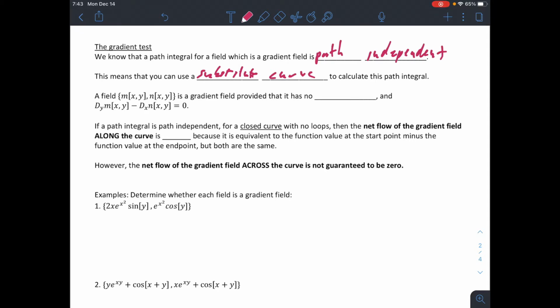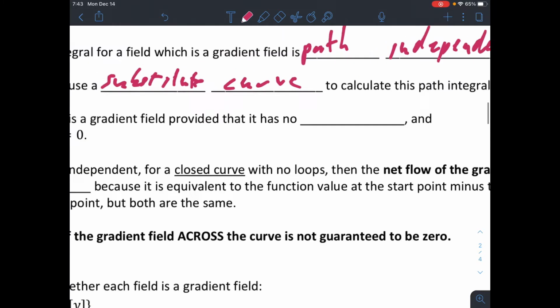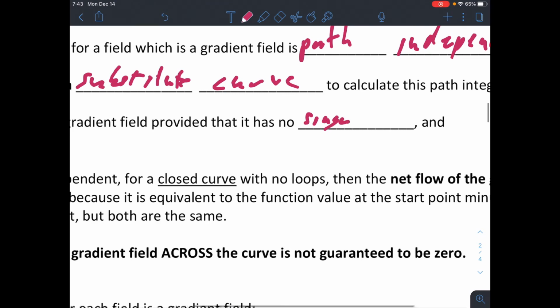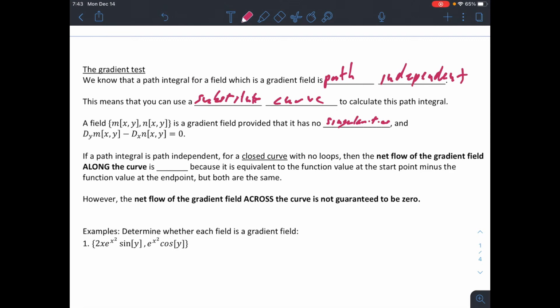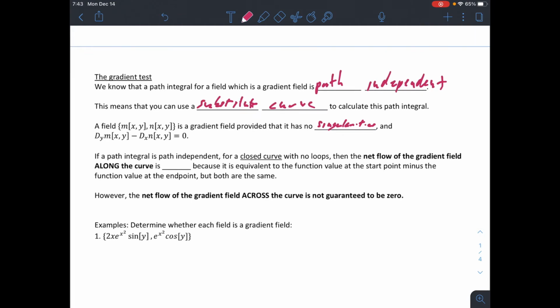All right, a field M, N is a gradient field provided that it has no singularities, and the derivative of N with respect to x minus the derivative of M with respect to y equals 0. If a path integral is path independent for a closed curve with no loops, the net flow of the gradient field along that curve is always going to be 0, because it is equivalent to the function value at the start point minus the function value at the end point, but those are the same. Okay, but it is important there to know that the net flow of the gradient field across the curve is not guaranteed to be 0.